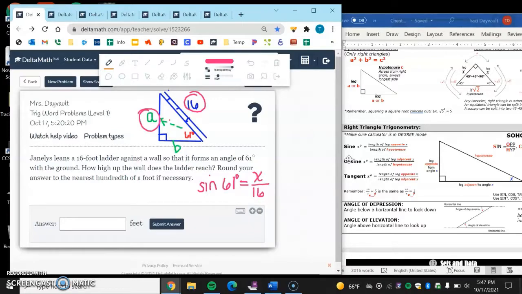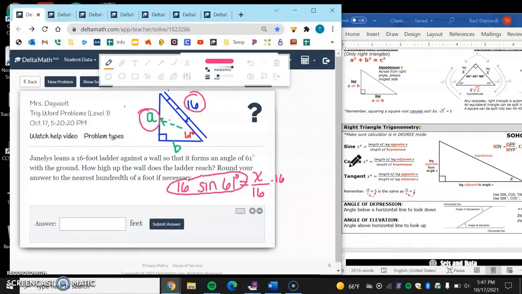After that, what could you do to solve it? You would multiply both sides by 16 to get rid of the dividing by 16, and then you could type this in to the calculator or the Desmos calculator and make sure you round it correctly. You got to be careful about rounding for these.